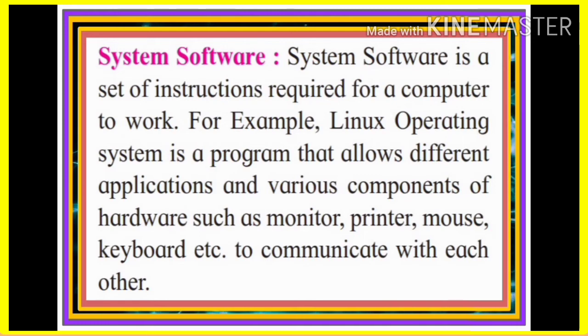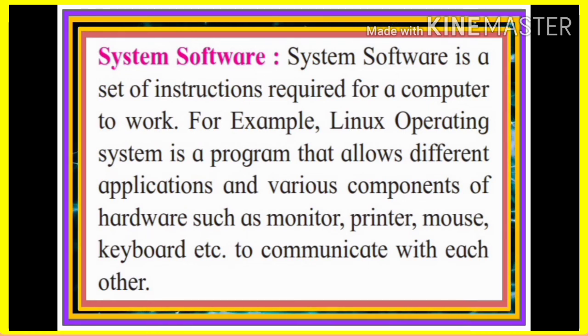Next type is system software. System software is a set of instructions required for a computer to work. For example, the Linux operating system is a program that allows different applications and various components of hardware such as monitor, printer, mouse, keyboard, etc. to communicate with each other. In short, system software means software which is required to start the computer and to handle all the functions of the computer.